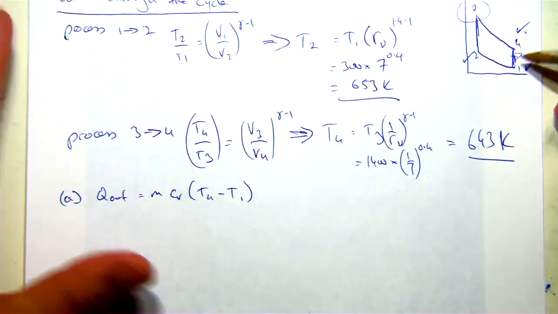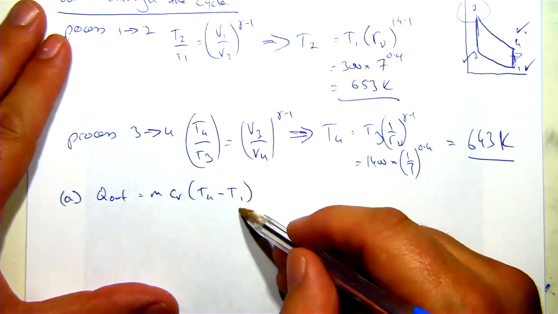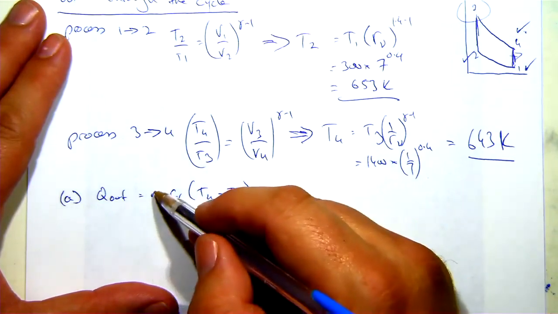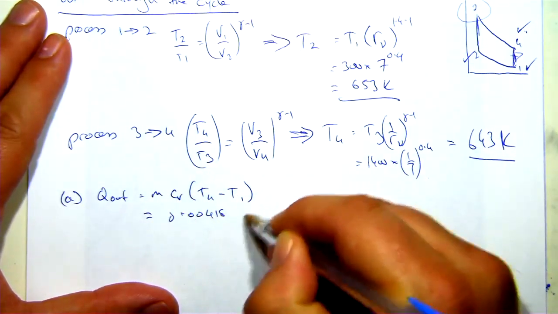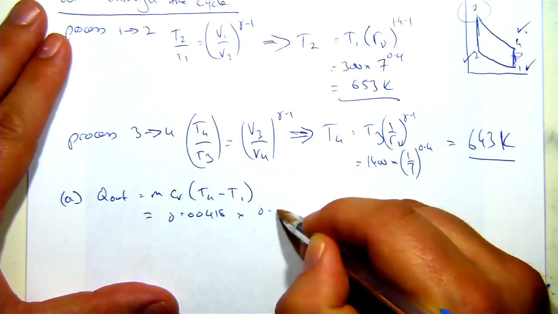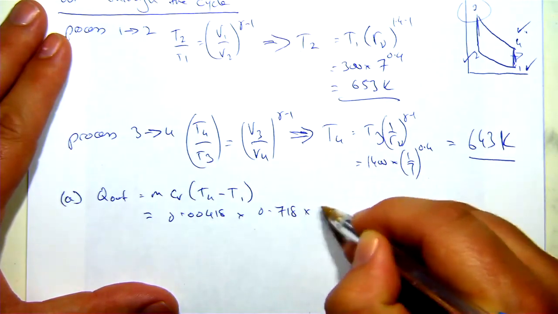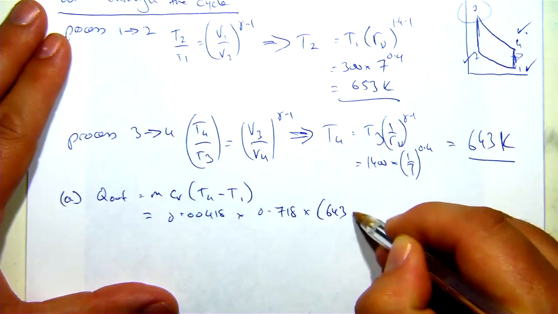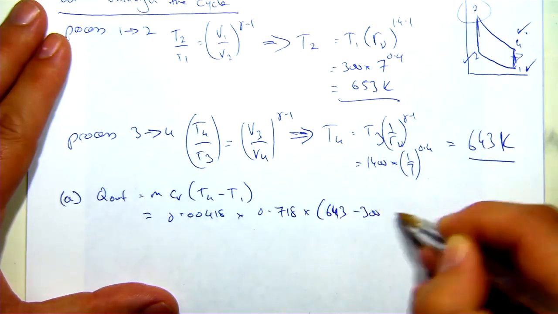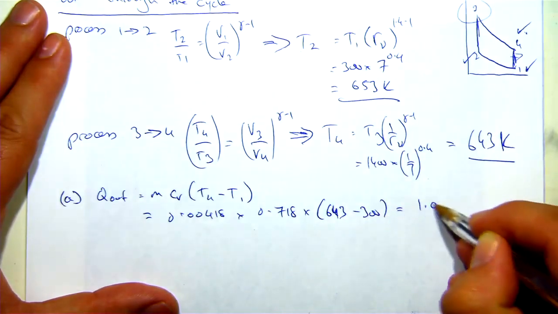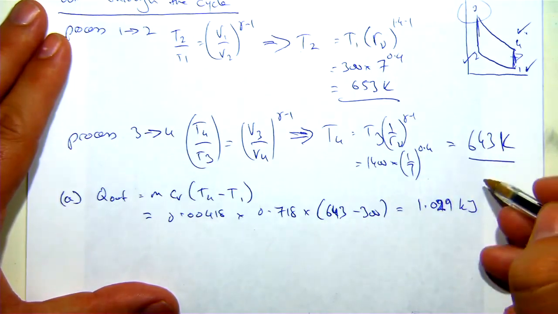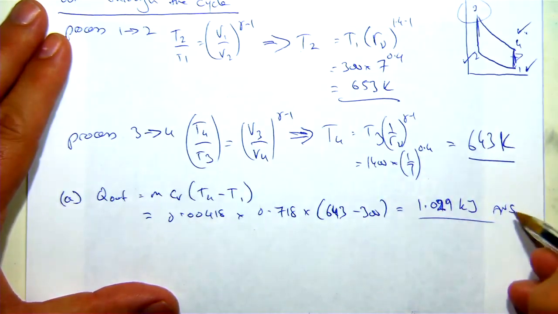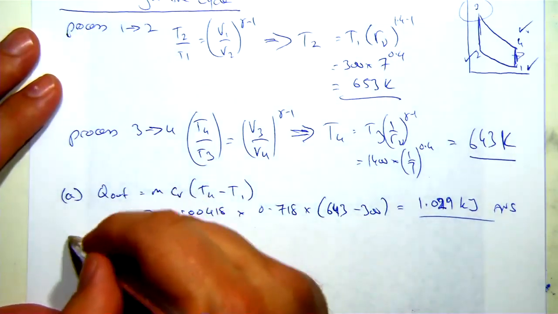Process 4 to 1 has work equals 0, so the only thing in this equation is mass times CV delta T, and I can plug all that in: 0.00418 times 0.718 times 643 minus 300 equals 1.09029 kilojoules. And that's part A done.